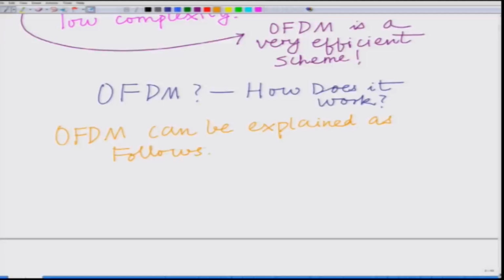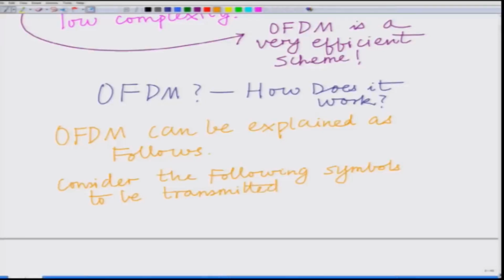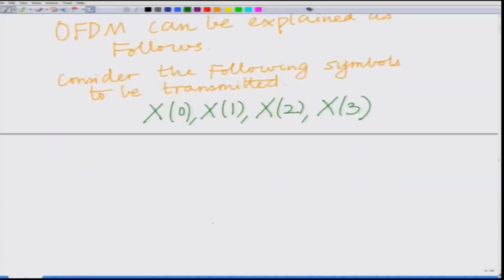So, consider the following symbols to be transmitted in the OFDM symbol. Let us say we have 4 symbols which we are going to denote by X0, X1, X2, X3. So, these are the 4 symbols which are to be transmitted.